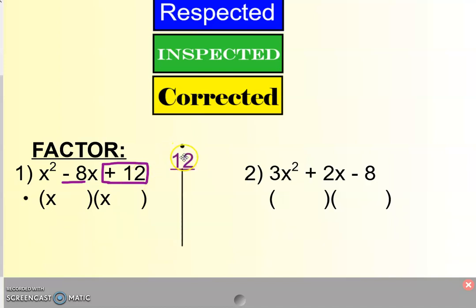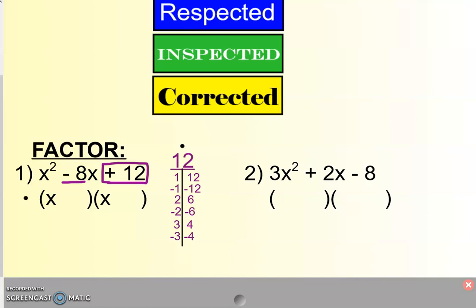So maybe we make a list of factors, numbers that multiply to give us 12, like 1 and 12 or negative 1 and negative 12, 2 and 6 or negative 2 and negative 6, 3 and 4 or negative 3 and negative 4. And of all of those factors, which ones do I add together and end up with negative 8?